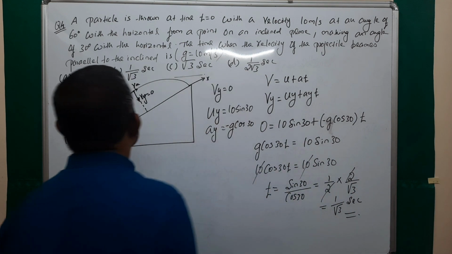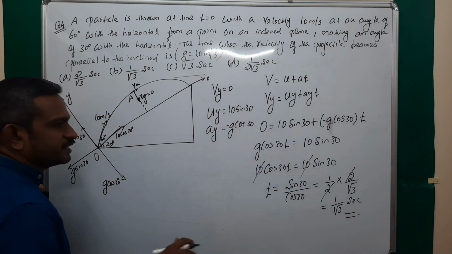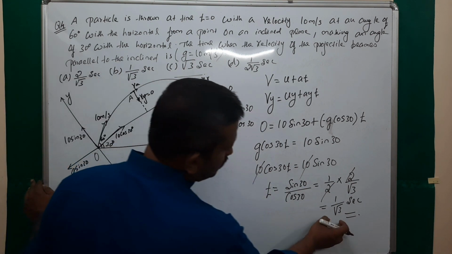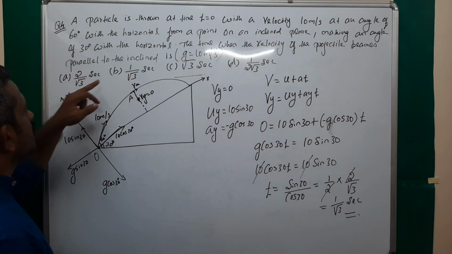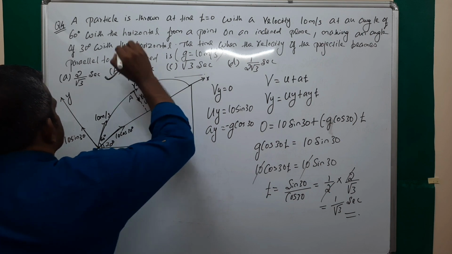So the time taken by the projectile to reach this point, where the velocity vector is parallel to the inclined plane, is 1 by root 3 seconds. Option A is 2 by root 3 second, option B is 1 by root 3 seconds. So this is the answer. Clear?